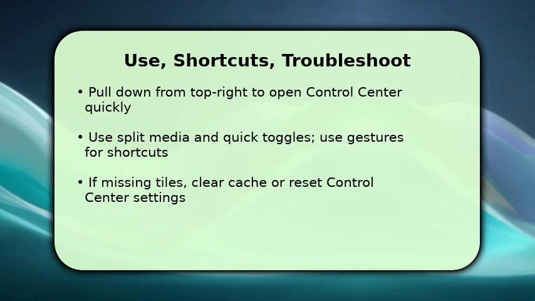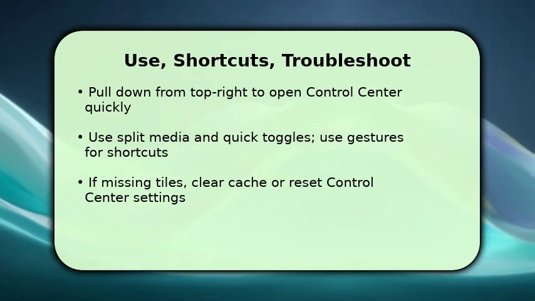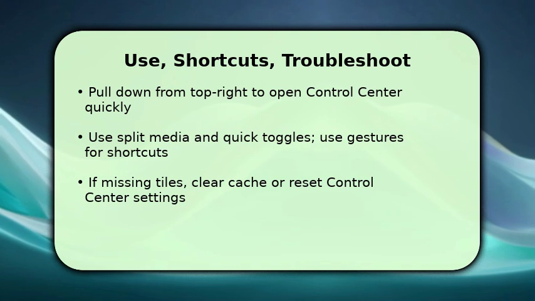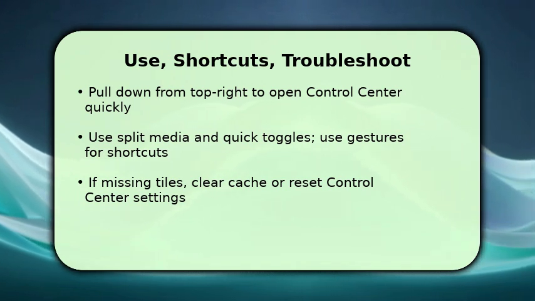If a control disappears or behaves oddly, clear the Control Center cache, force stop the app, or reset its layout in settings. If problems persist, reboot the phone and recheck permissions. This resolves most issues quickly.